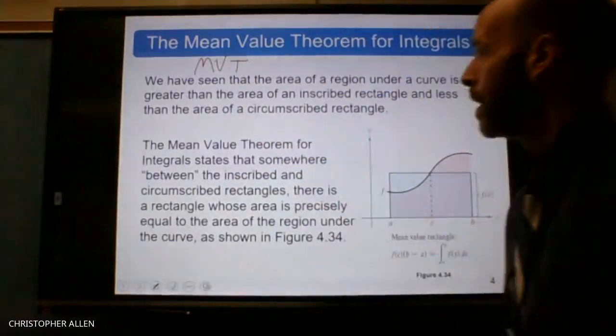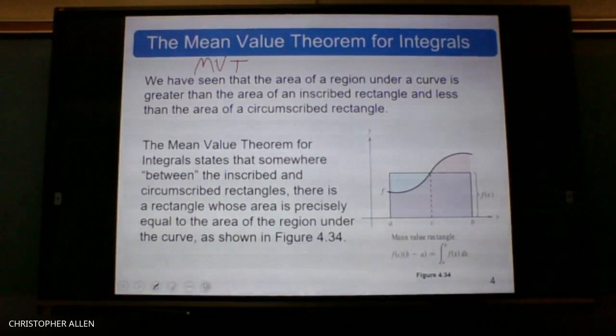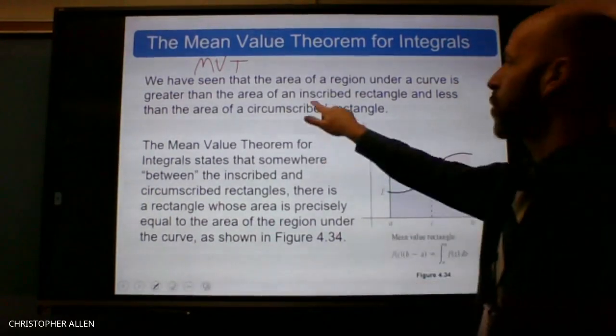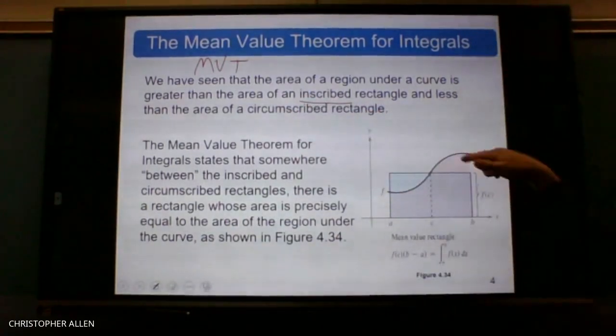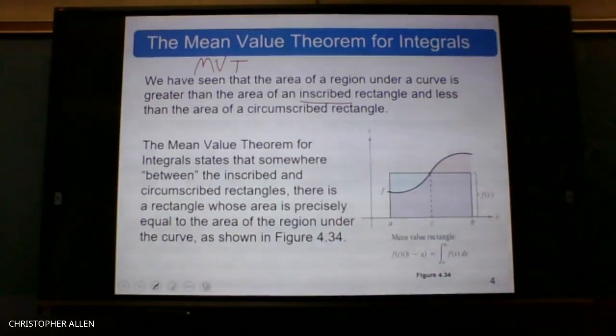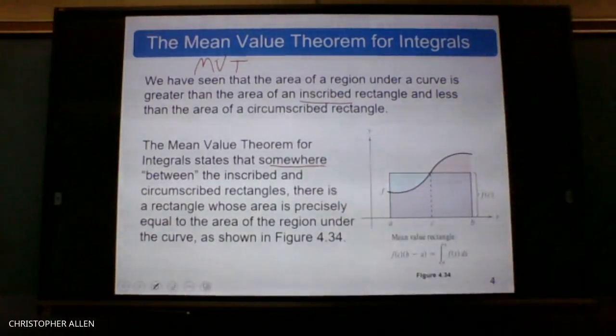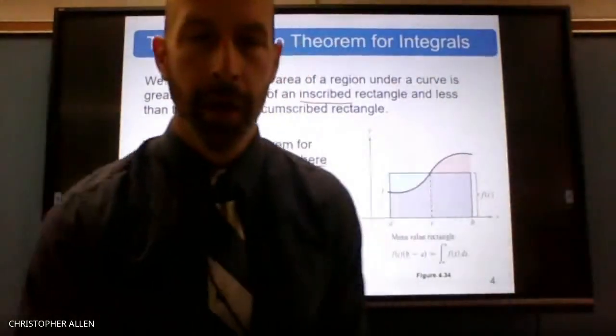MVT for integrals. We have seen that the area, that's this region under this curve here, the area of the region under the curve is greater than the area of inscribed rectangles. That means they're all underneath. And it's less than the area of circumscribed rectangles. That means all the rectangles are up above. The mean value theorem for integrals states that somewhere between the inscribed and circumscribed rectangles, there is a rectangle whose area is precisely the area under the curve.